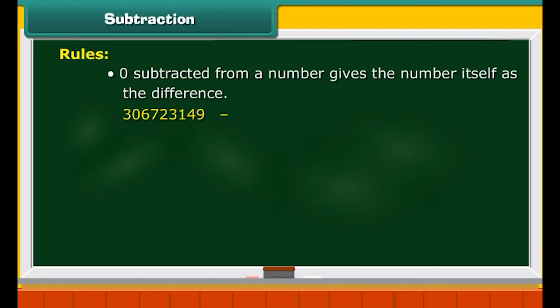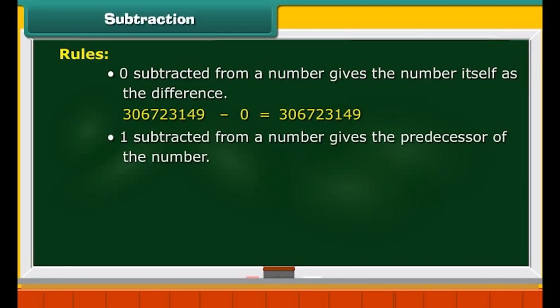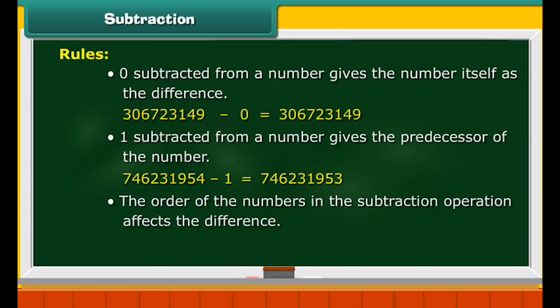306723 subtracted by 0 is equal to 306723. 1 subtracted from a number gives the predecessor of the number. 746231954 subtracted by 1 is equal to 746231953. The order of the numbers in the subtraction operation affects the difference.